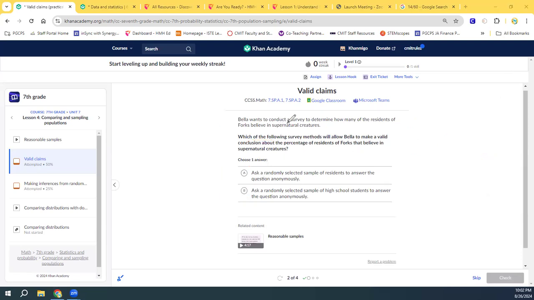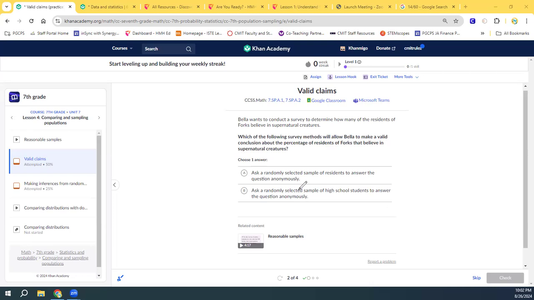Bella wants to conduct a survey to determine how many of the residents of Forks believe in supernatural creatures. Which of the following survey methods will allow Bella to make a valid conclusion about the percentage of residents of Forks that believe in supernatural creatures? Okay, so now we're talking about how can we design a survey that's random. So what we want to look for is something that has no bias.